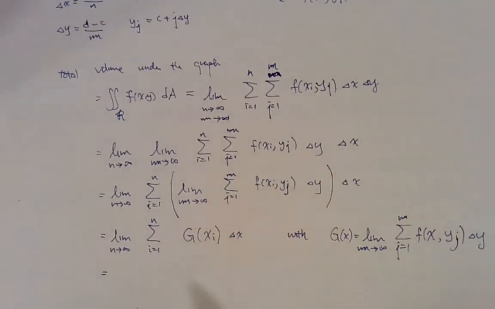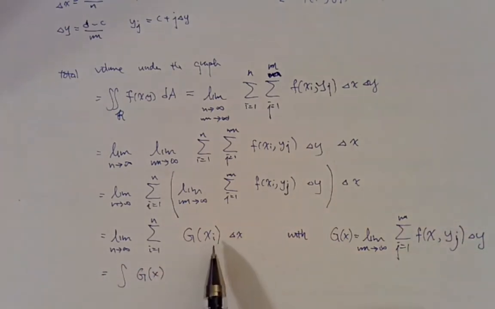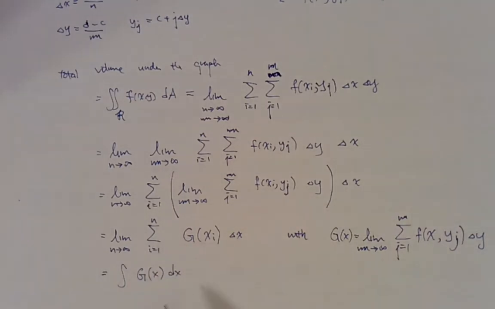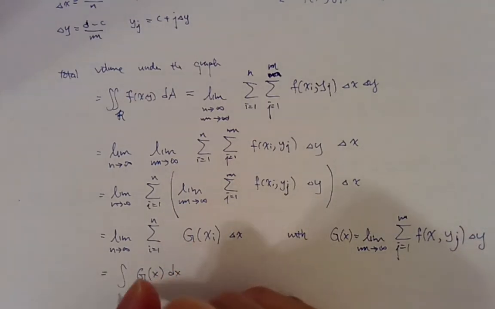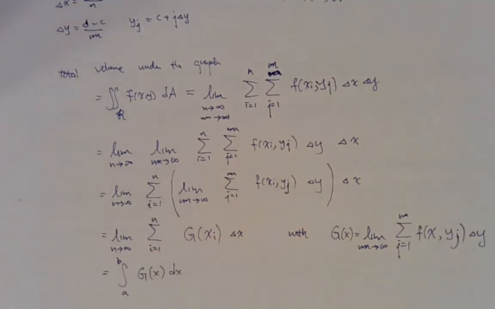So remember, a limit of a sum of some function sampled at certain points is simply the integral of that function. And now there's no sub i because we're thinking of this as a function. dx is our notation, and x goes from a to b. Oh, that is our answer. Except we haven't worked out what g of x is, which we should do in a moment.